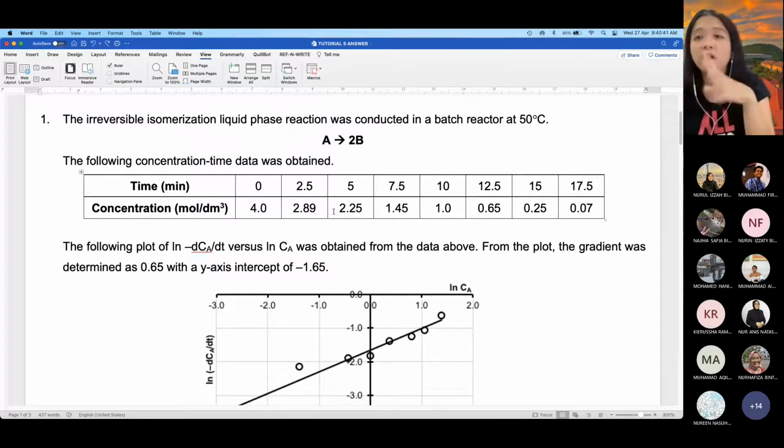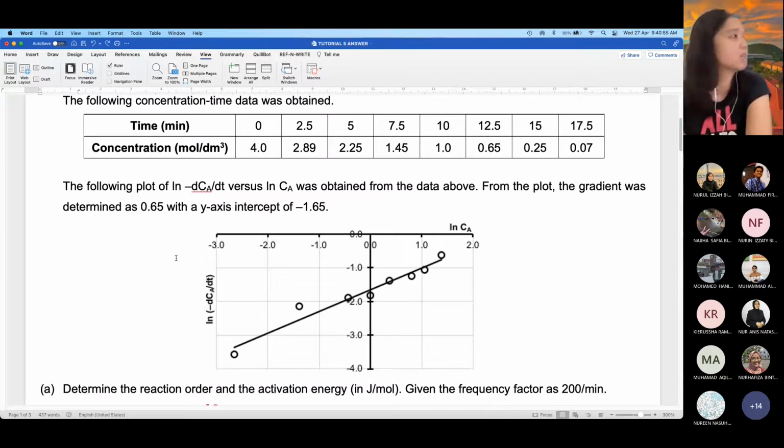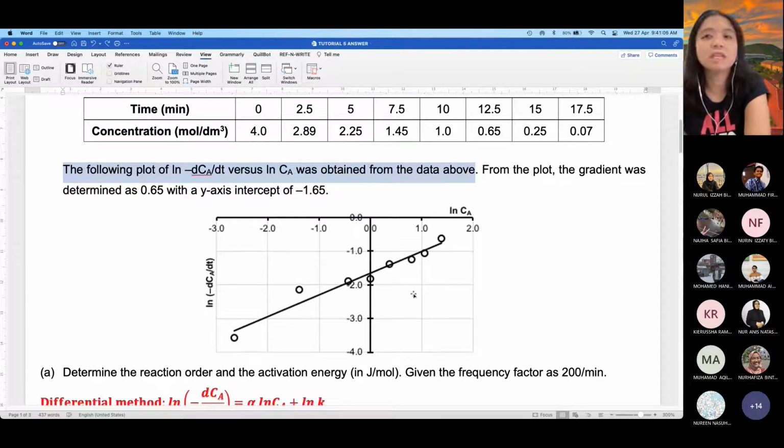So let's say you react the reaction, then you check the sample and the concentration doesn't change. If the concentration doesn't change, it means the reaction is not taking place yet. So you have to check what happens. Okay, so that's the start of the story. It says the following plot of ln of negative dCA/dt versus ln CA was obtained from the data above. In this question, you don't have to plot the graph. Remember I taught you last Monday, we needed to plot the graph first, right?